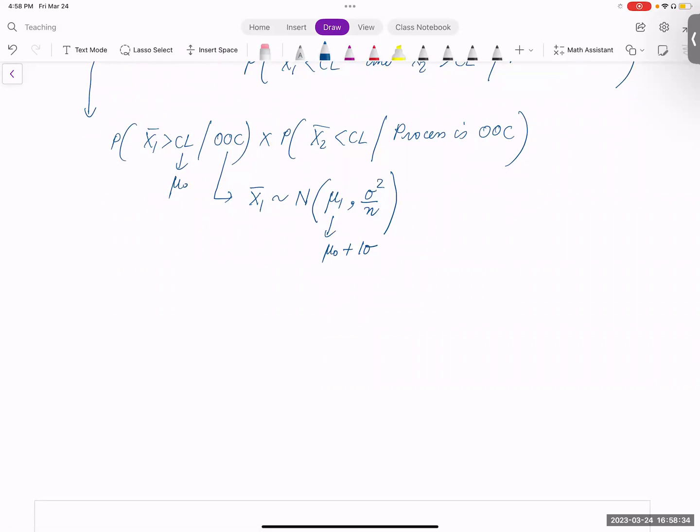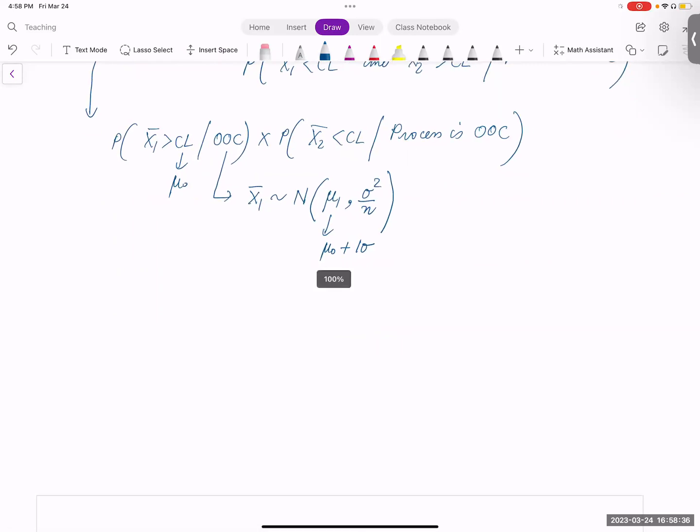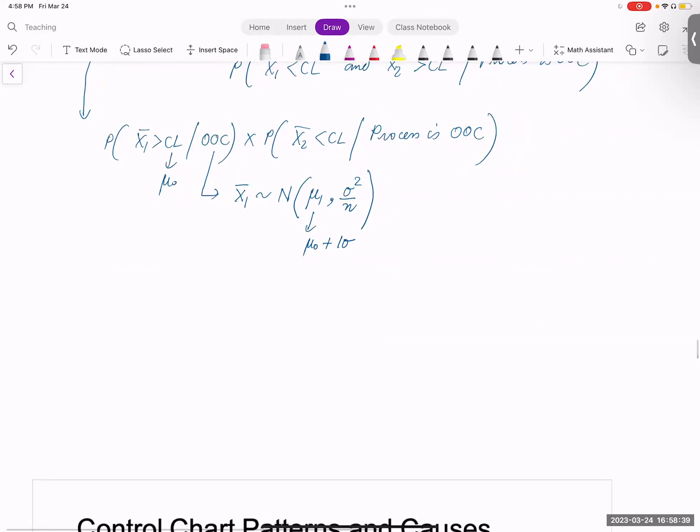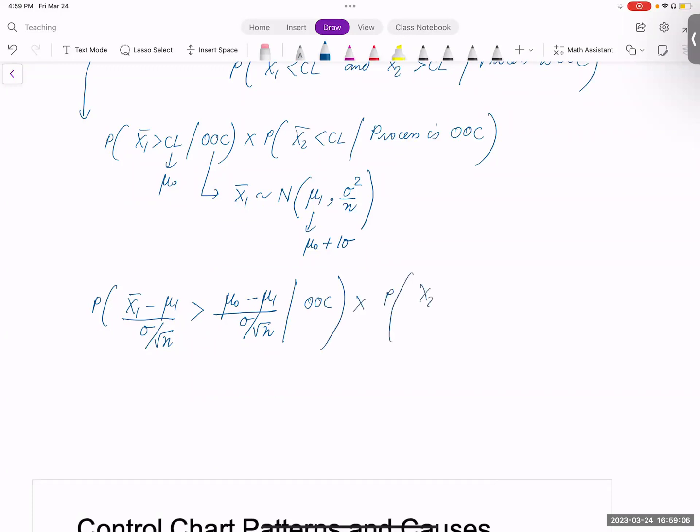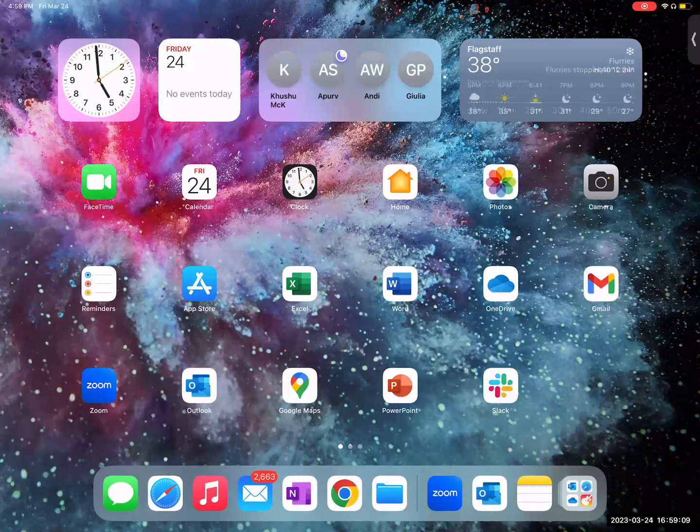We can standardize both the terms. Actually, let's do one more simple. Actually, no, it's fine. We can write the first term as the probability x1 bar minus mu1 divided by sigma over square root of n is greater than mu 0 minus mu1 divided by sigma divided by square root of n, given the process is out of control, times the probability x2 bar minus mu1.